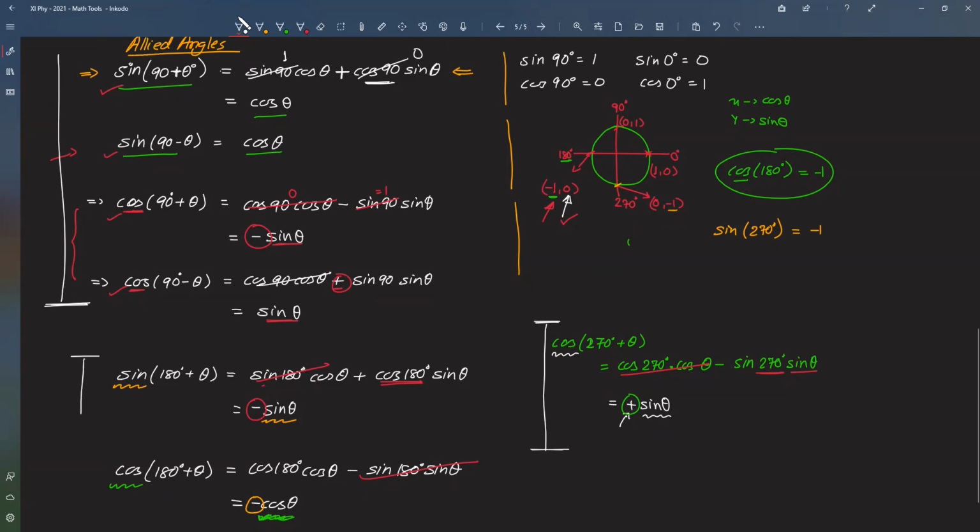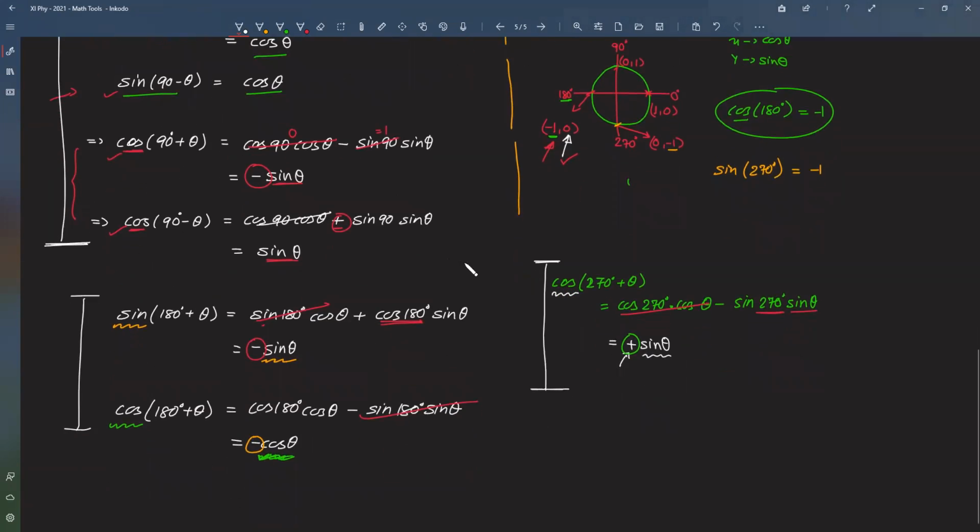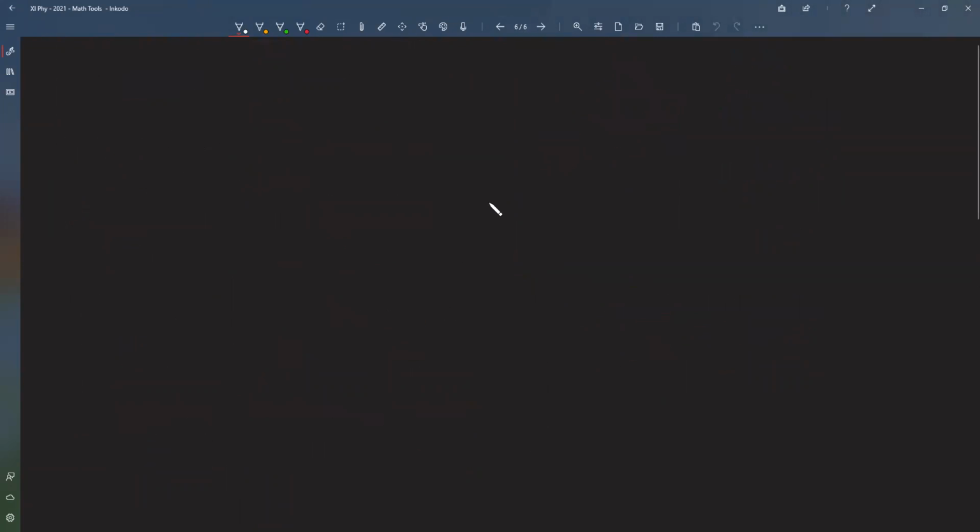But when it was 180 plus or minus theta, the ratio remains the same, right? The ratio doesn't change at 180 degrees. So that is one conclusion, or one observation, which we can make. Next, the sign, that is when it is negative and when it is positive. So we'll see that as well.